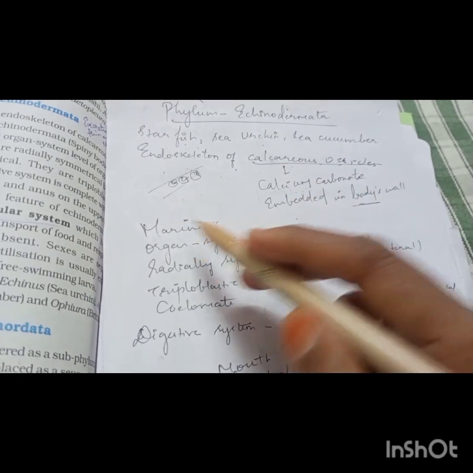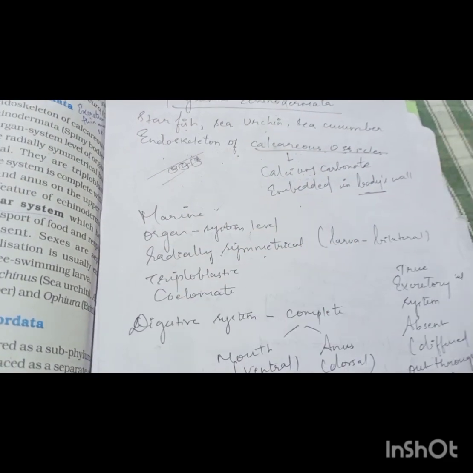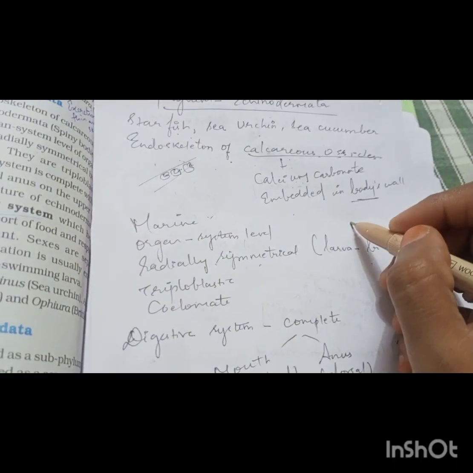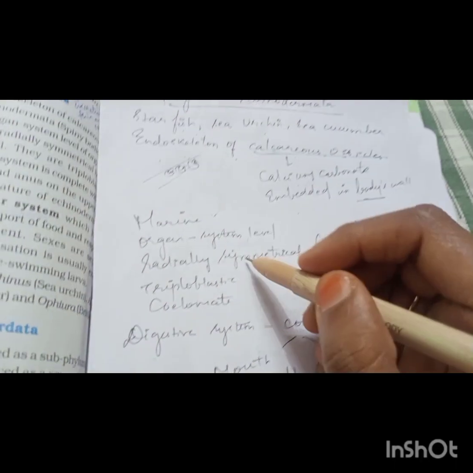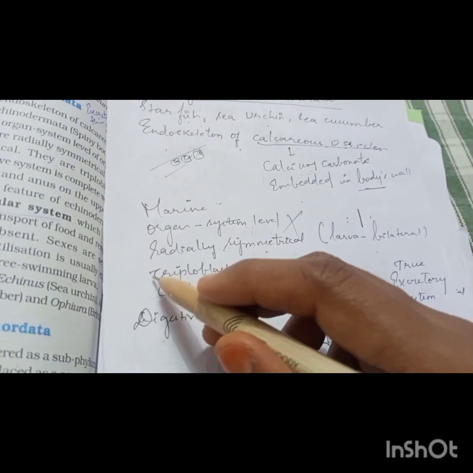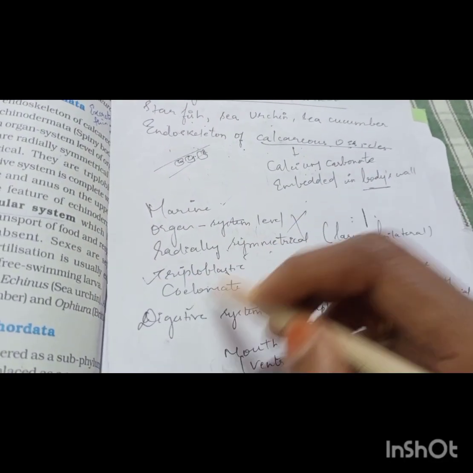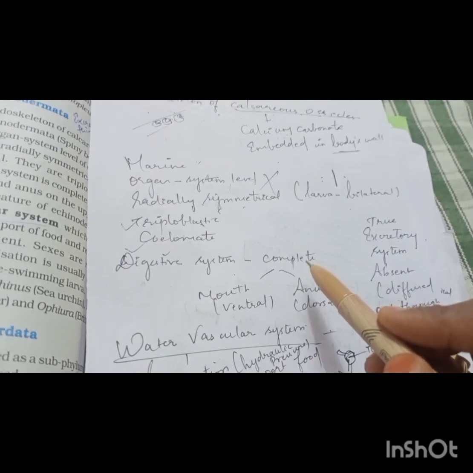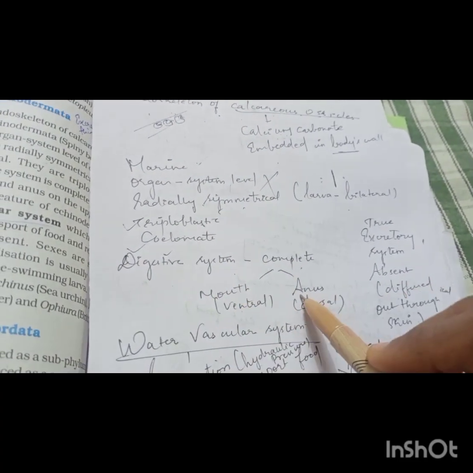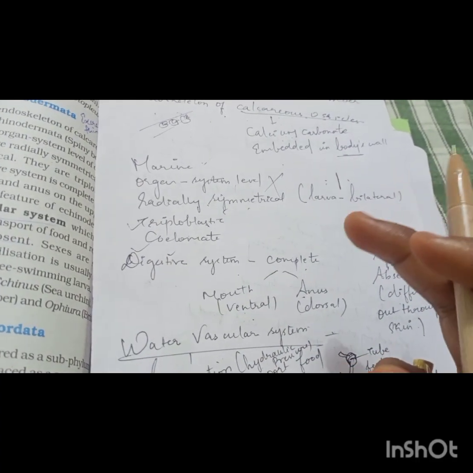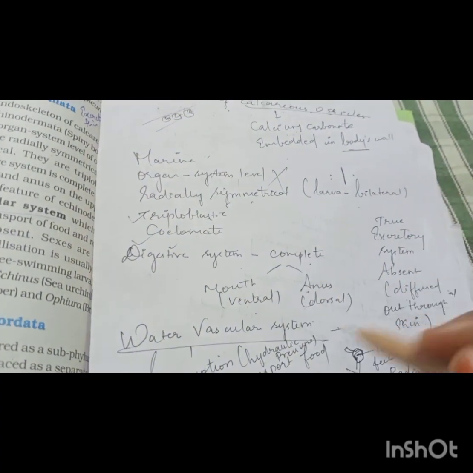They are all marine, with organ system level of organization, and radial symmetry, but the larval phase has bilateral symmetry. Bilateral means only along one plane can you get two equal halves. Radial symmetry means wherever you cut you will get two equal halves. They are triploblastic, with ectoderm, endoderm, and mesoderm, and a coelom is present, so they are coelomate. The digestive system is complete because it has a mouth and anus. The mouth is on the ventral side and the anus on the dorsal, upper side. The mouth will be at the bottom of the starfish.